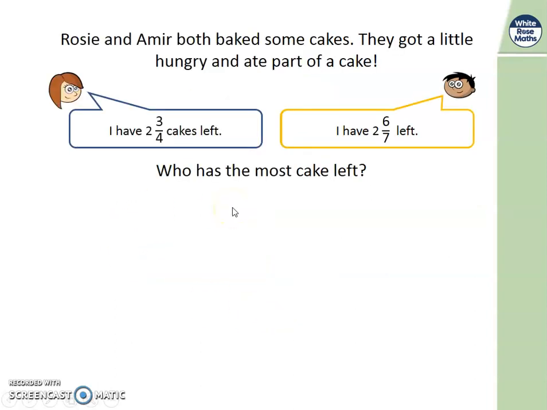Let's have a look at this one. Rosie here and Amir here both have baked some cakes. I can't blame them. They've both got a little bit hungry and eaten part of the cake. Rosie says, I've got 2 whole ones and 3/4 cakes left. Whereas Amir says, I've got 2 whole ones and 6/7 left. So I'm wanting to know who has the most cake left. So we're doing a comparison between them. Here I've got Rosie's amount and here I have Amir's.